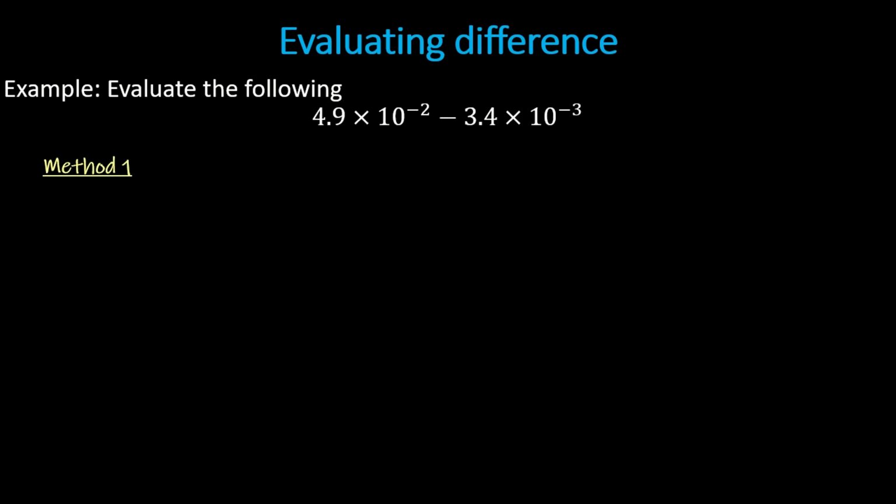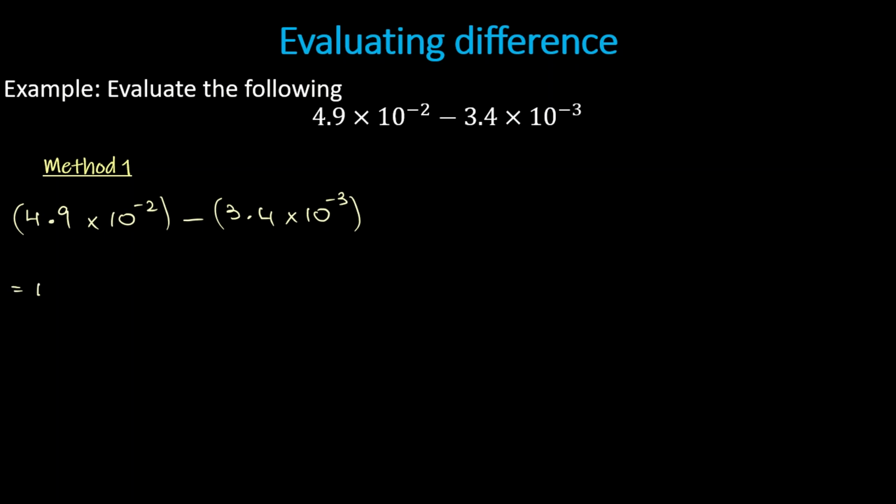Now let us take an example of difference again, but with negative powers. Right? The first method, again, we are going to use ordinary form. So we have 4.9 times 10 power negative 2 minus 3.4 times 10 power negative 3.